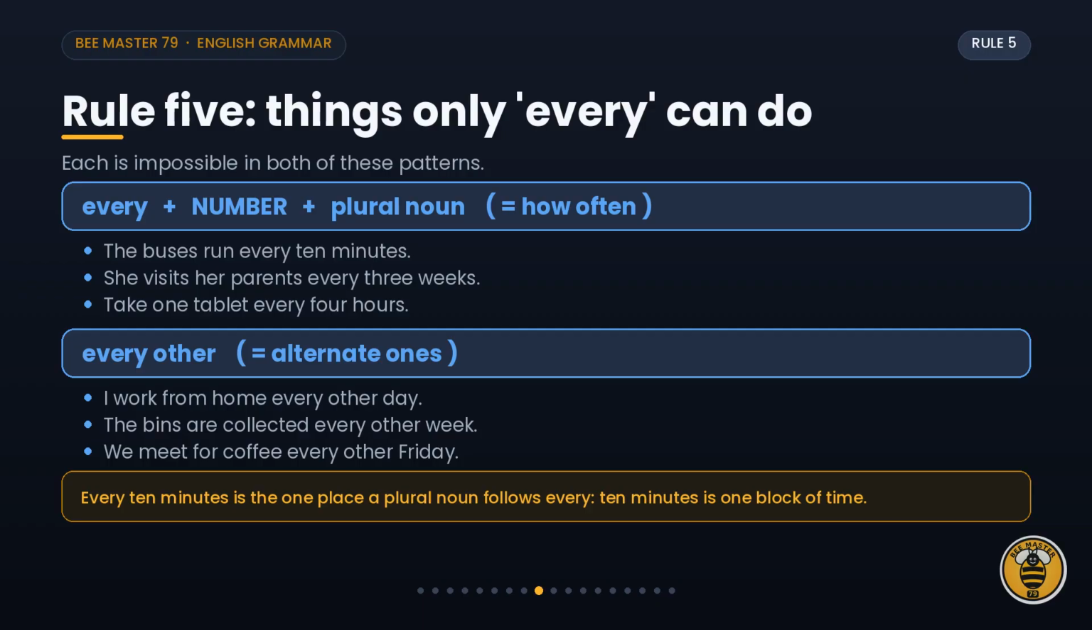The second pattern is every other, which means alternate ones. The first, the third, the fifth, and so on. I work from home every other day. That means Monday, Wednesday, Friday, not every single day.